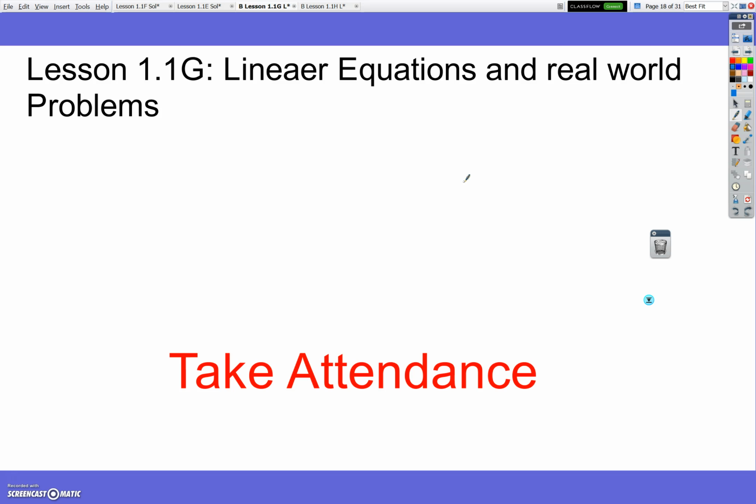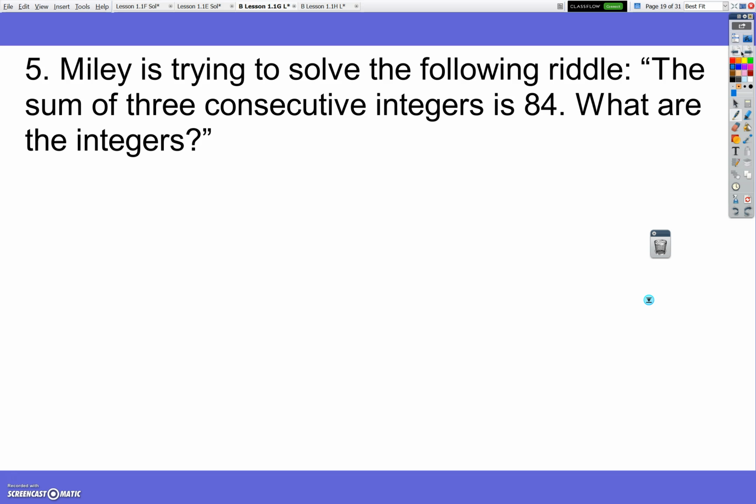So what I would like you to do is turn to page 5 of your notes, question number 5. It's right where we left off. Let's go ahead and read this together. Miley is trying to solve the following riddle. The sum of 3 consecutive integers is 84. What are the integers?